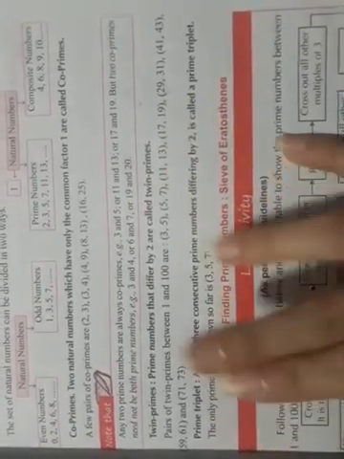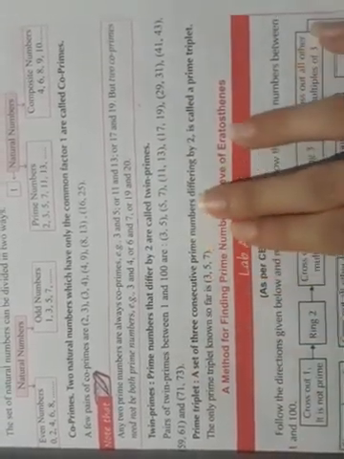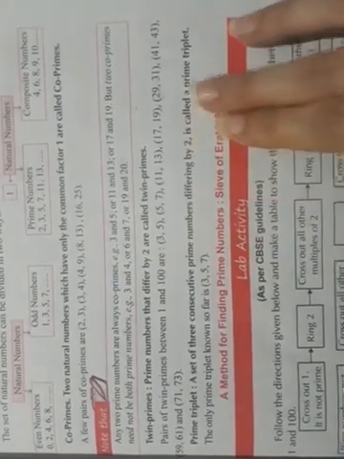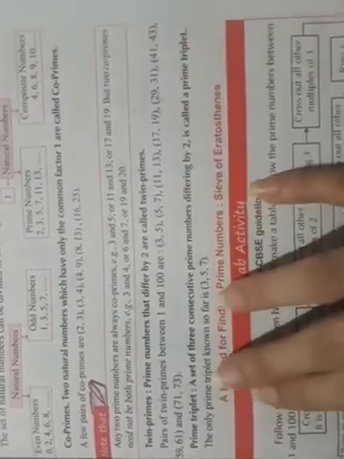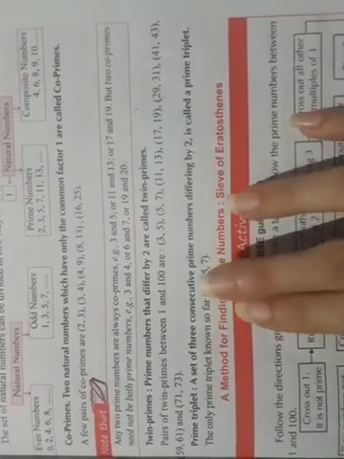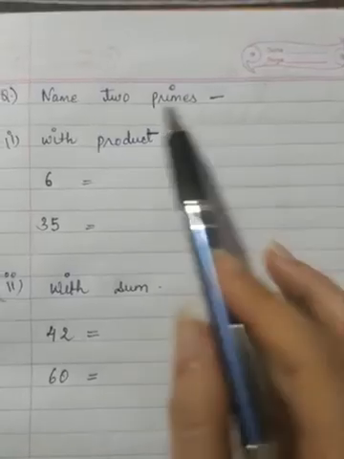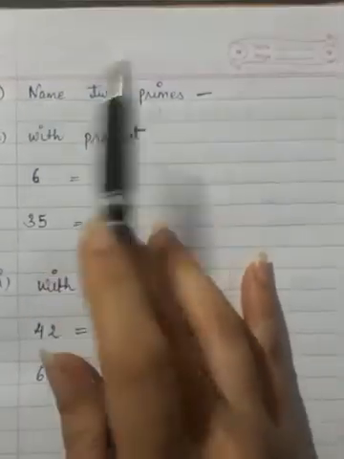Now prime triplet. A set of 3 consecutive prime numbers differing by 2 is called a prime triplet. The only prime triplet known so far is 3, 5, 7. Now let us move on to the questions.